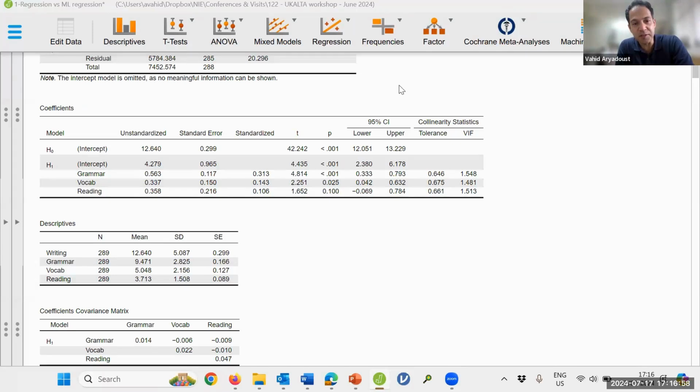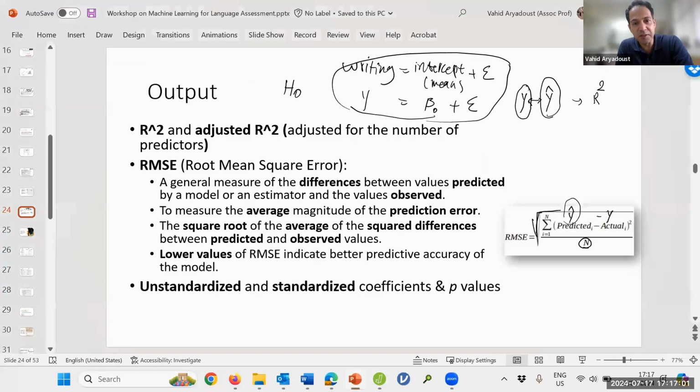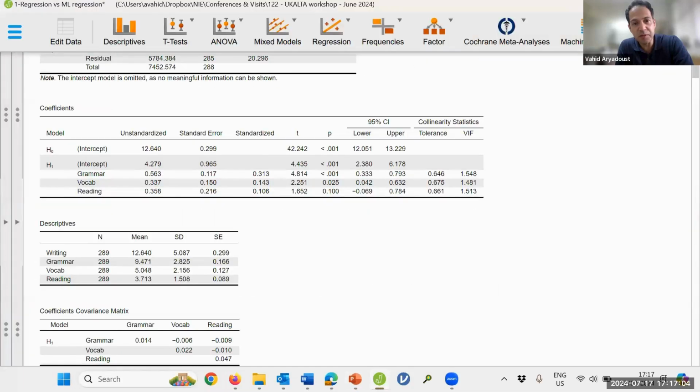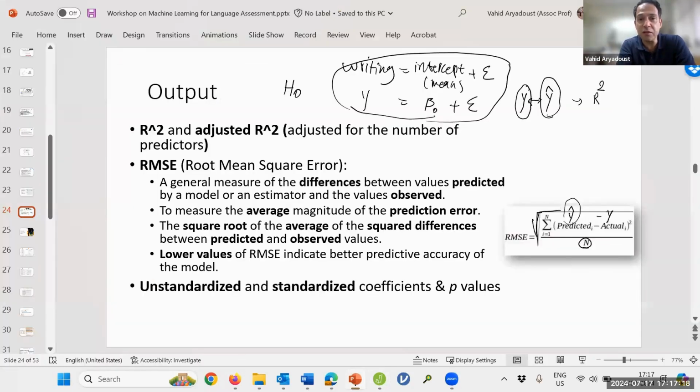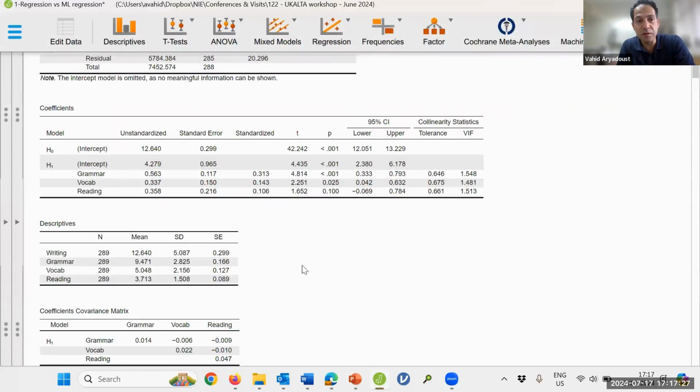Now we want to be more precise. Going back to my slide. Response when, yes, good. It's the response when the explanatory variables are 0. It's true. When the explanatory variables are 0, that response is the mean. Remember, the intercept is the mean of the y or the writing variable. So if you check the mean score of writing right now, you will see that the mean score is exactly 12.64.